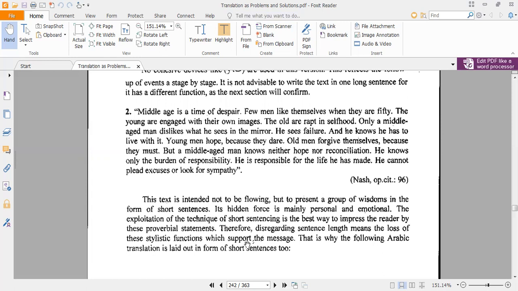Young men hope because they are there. Only men forgive themselves because they must. But a middle aged man knows neither hope nor reconciliation. He knows only the burden of responsibilities. He is responsible for the life he has made. He can't plead excuses or look for sympathy.